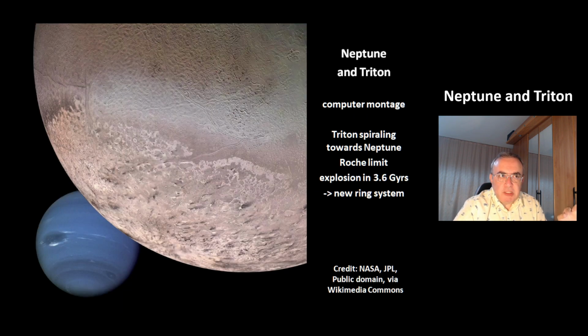This is a computer montage of the giant planet Neptune and its moon Triton. Triton is spiraling towards Neptune, and once it's closer than the Roche limit, then this moon will explode, which will probably be in 3.6 billion years, and this would give Neptune a new ring system.